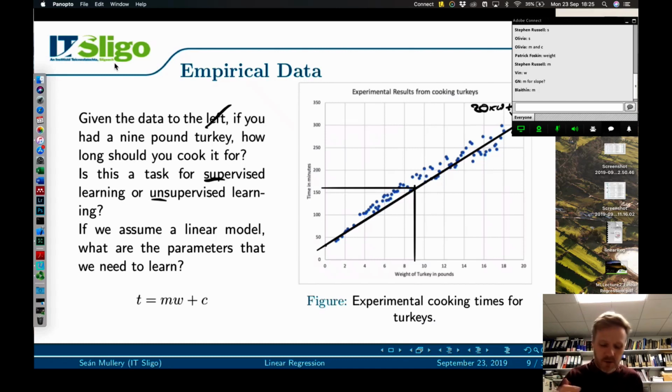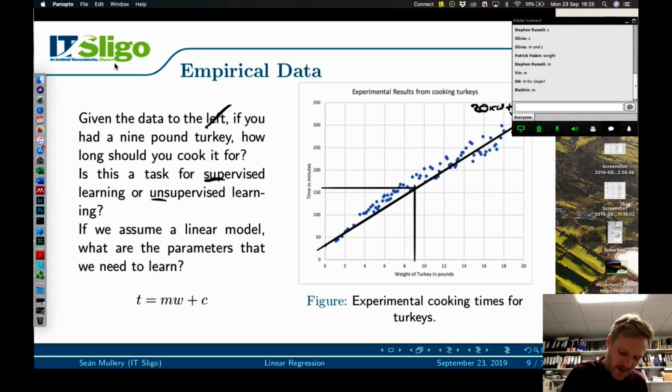We don't learn W because W is the weight of the turkey. So maybe I should have gone back through what each of the letters were before I asked the question. So W is the weight of the turkey. So if we get a new turkey, we will know the weight of it. So that's not part of our model. What happens is that when we come in with a particular weight, we tell the model we've got this weight and it calculates what the time is going to be.